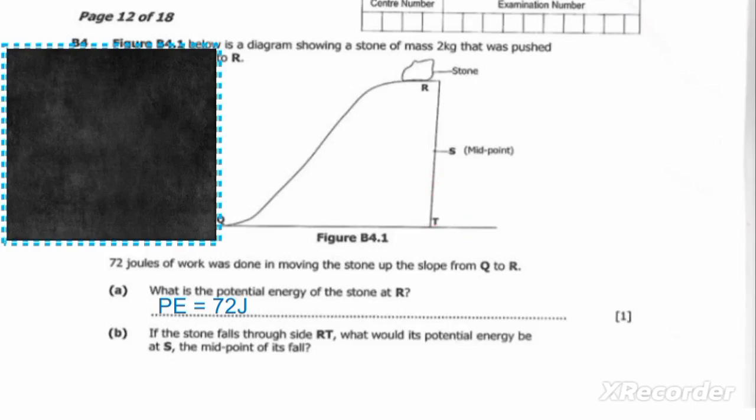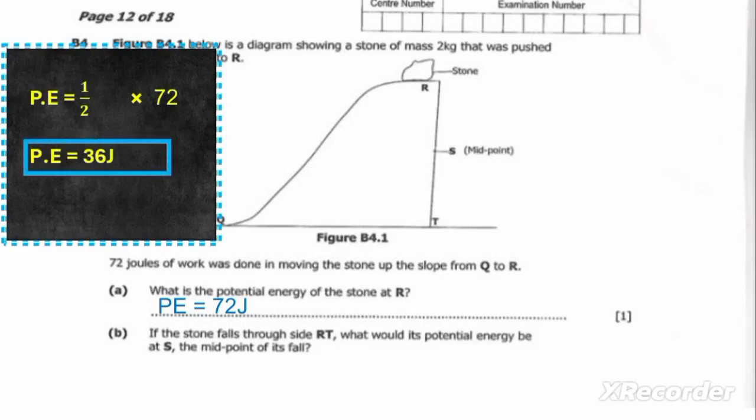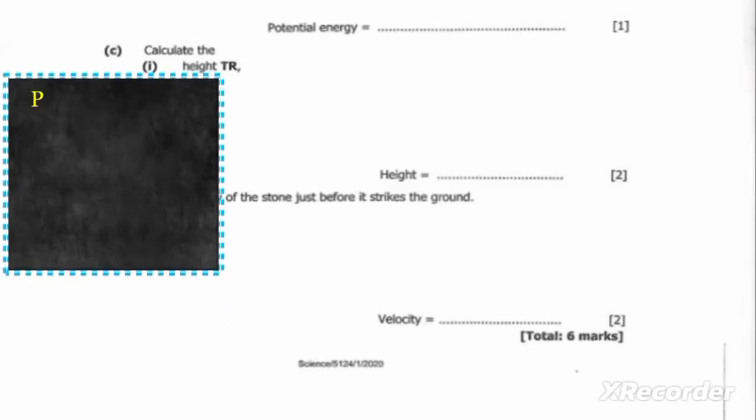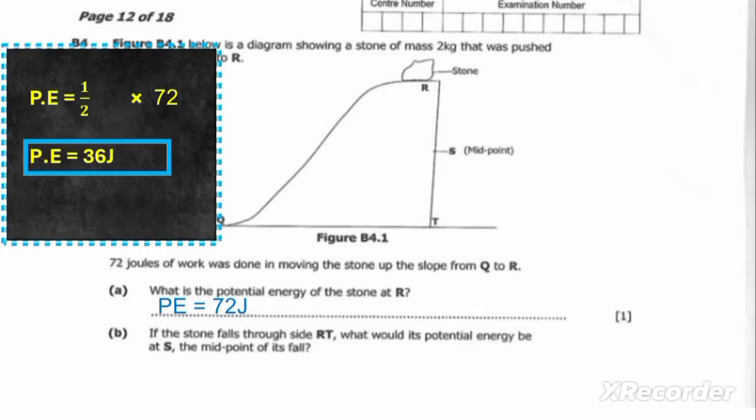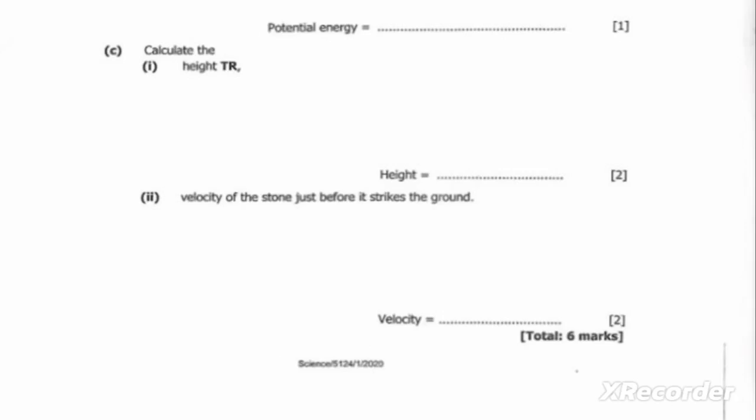Now they want us to find the potential energy when this stone is at this position, the midpoint. To find the potential energy, we are just going to find half of 72. Half of 72 is 36 joules. Therefore, the potential energy is 36. We are done with this question. Let us move to question C.